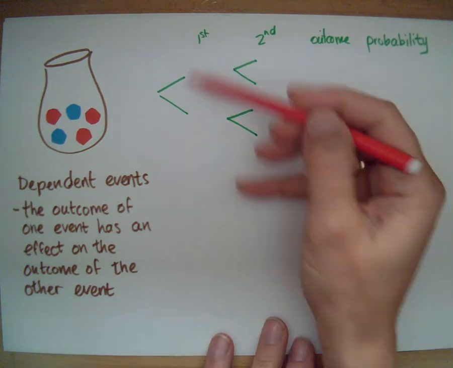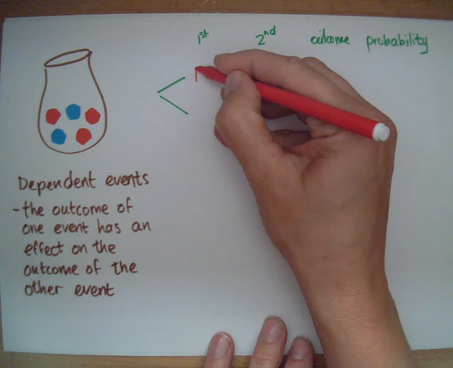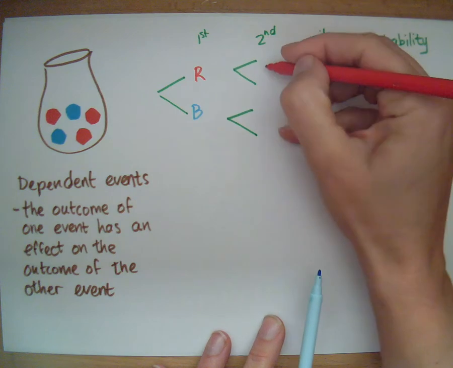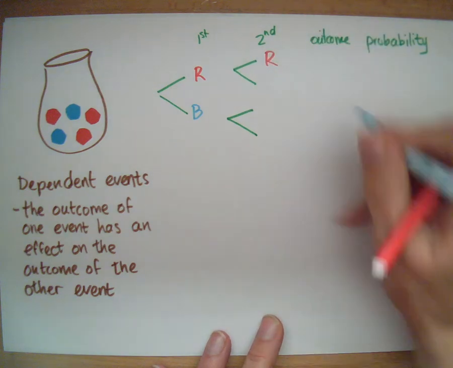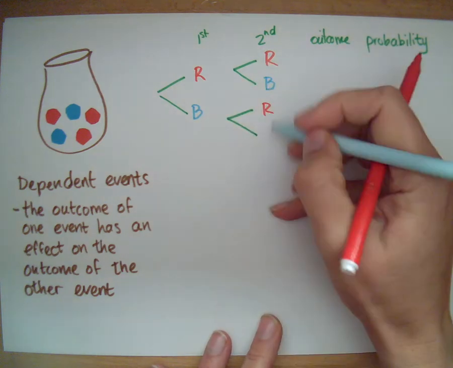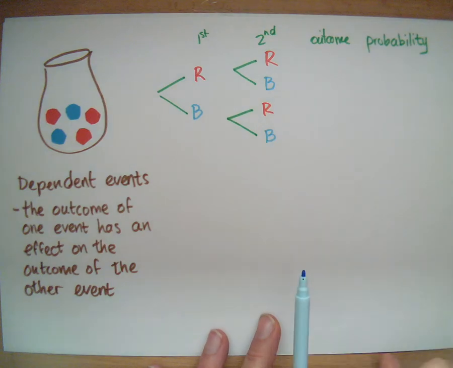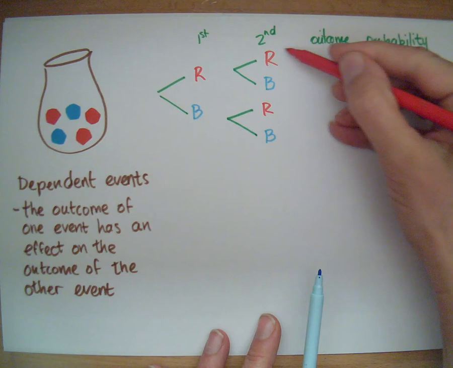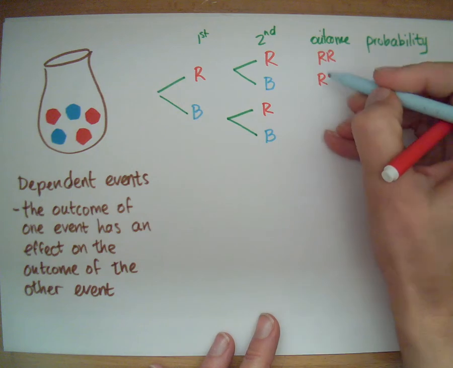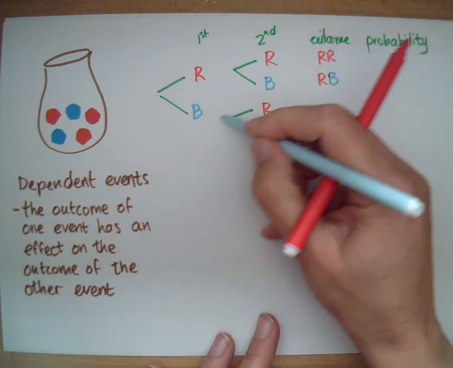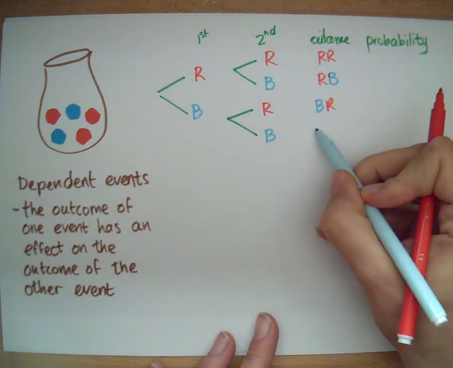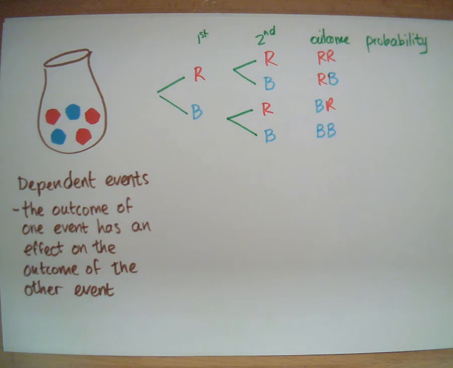We're picking a marble out twice. So first draw, we could get red or blue. After we pick out red, on our second draw, we can get red or blue. After we've picked out blue, we can, again, pick red or blue, right? The possible outcomes here: red, red; red, blue; blue, red; and blue, blue. Those are the possible outcomes, right?